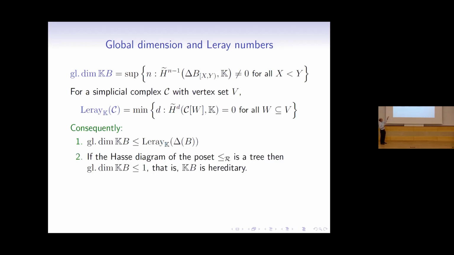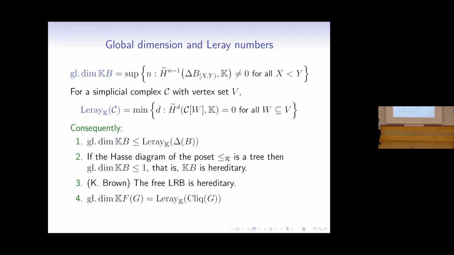And then you can see that if the Hasse diagram of the poset is a tree, then the global dimension is at most 1. And that means that the algebra has a nice algebraic property called heredity: submodules of projective modules are projective. This started with Ken Brown, who did a heavy computation to prove this, but topologically it just falls out of the fact that the poset of the free left regular band is a tree.